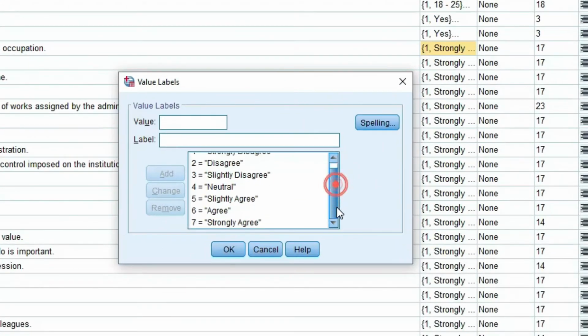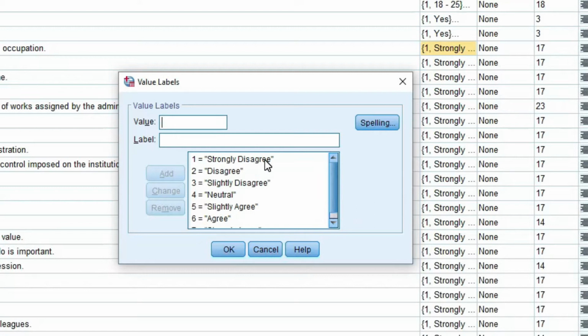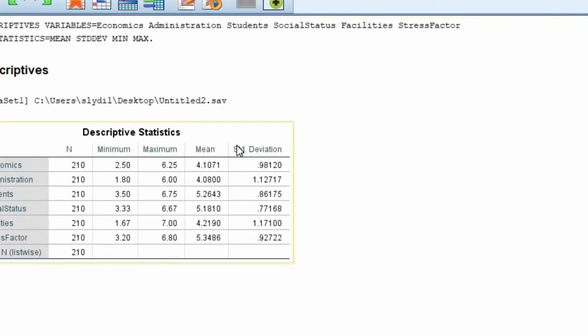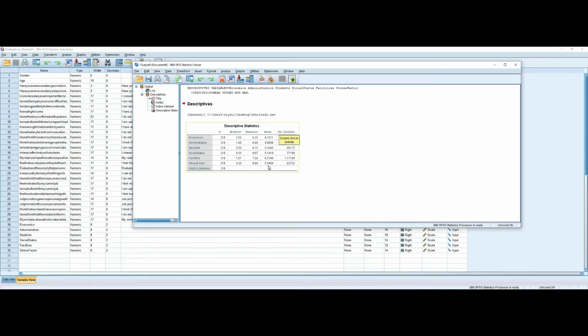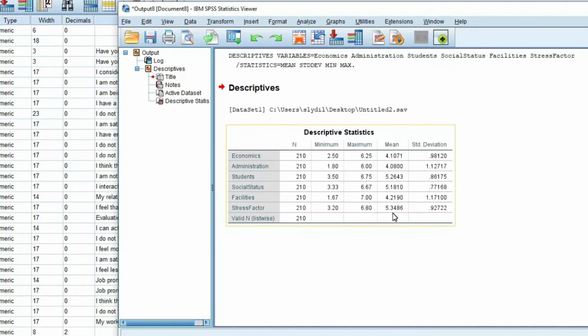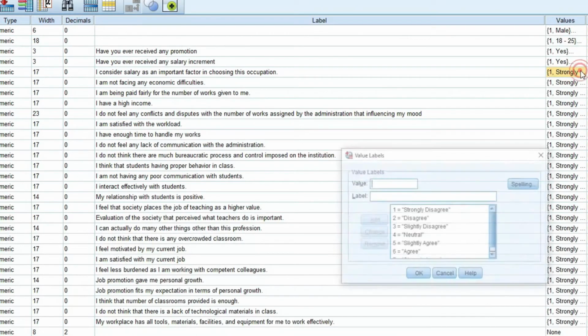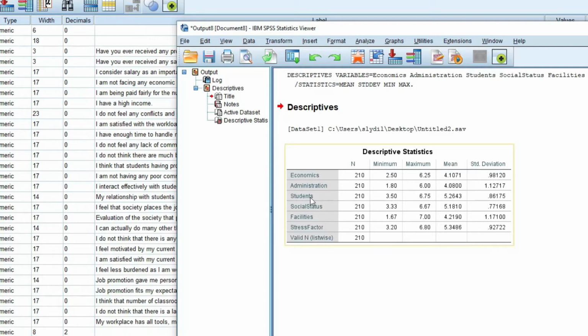It has a 7-point Likert scale. Strongly disagree is the first value, and the highest value represents strongly agree. So it started from value 1, which is strongly disagree, and finishes with the final point, 7, which is strongly agree. Take an example: 4 represents neutral. It means that for these particular independent variables, most people tend to answer 4.